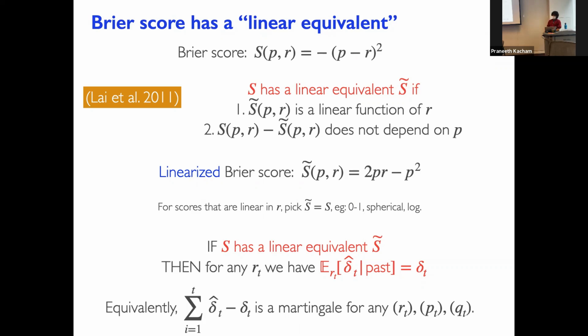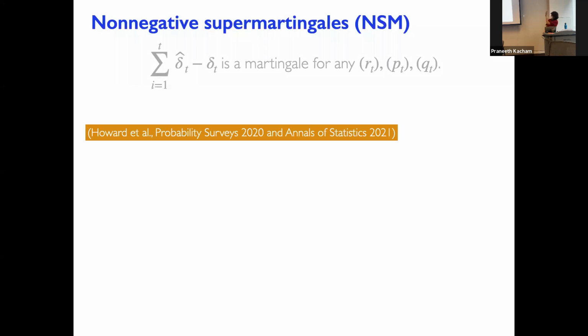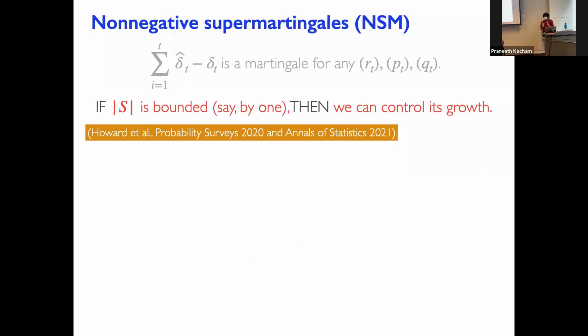So that's going to be nice because martingales are nice objects. But by themselves, martingales are not nice objects. That's just what I said on the previous slide. But if the score function is bounded, like for example the Brier score is bounded, the 0-1 loss is bounded, for example by 1 in the case of the Brier score, then we can control the growth of this martingale. So how does a martingale behave? The problem is it's a sum of mean zero increments. But if these mean zero increments could be absurdly large, then we can't say much about how it's going to behave. But if it's bounded increments, then we can control its growth.